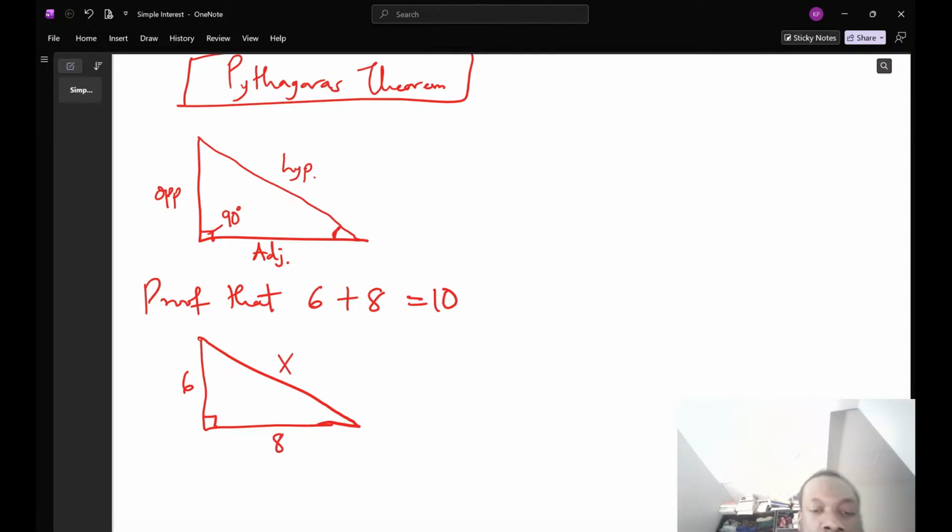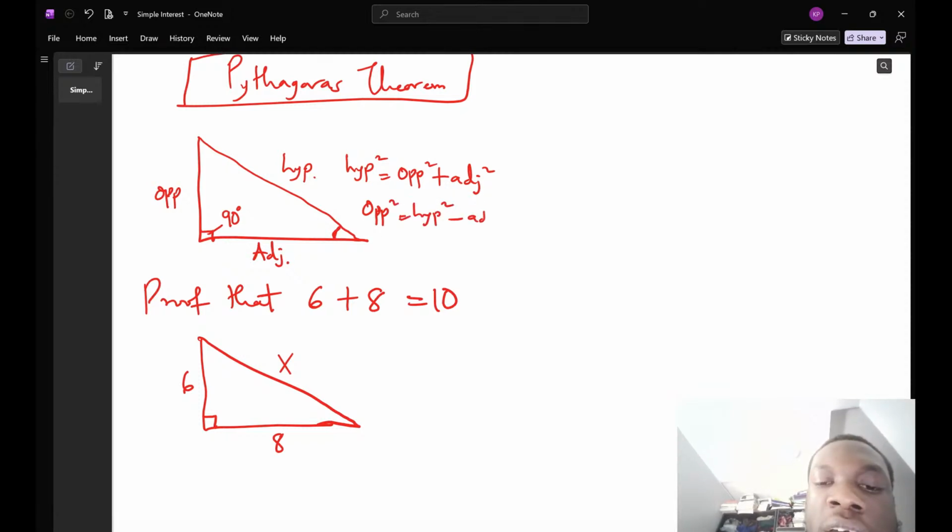In Pythagoras theorem, the hypotenuse squared is equal to opposite squared plus adjacent squared. If it's the opposite we are looking for, it will be opposite squared is equal to hypotenuse squared minus adjacent squared. If it's the adjacent side we are looking for, it will be adjacent squared is equal to hypotenuse squared minus opposite squared. So that's it for Pythagoras theorem.